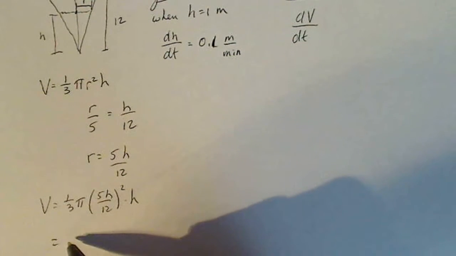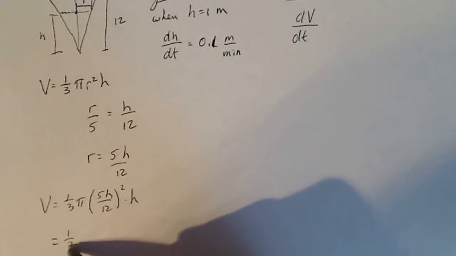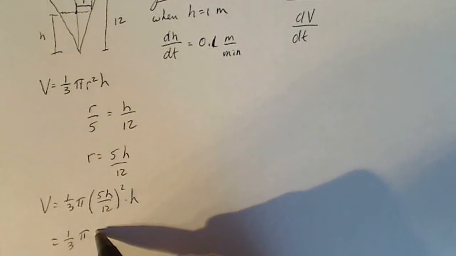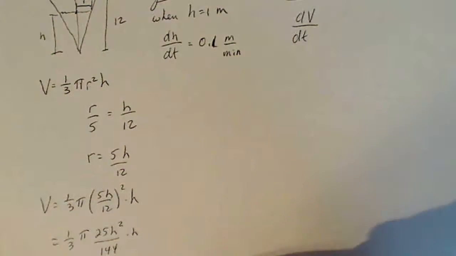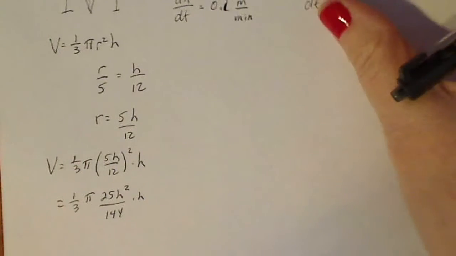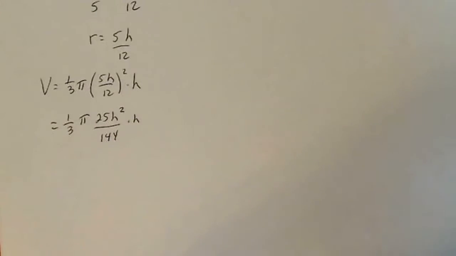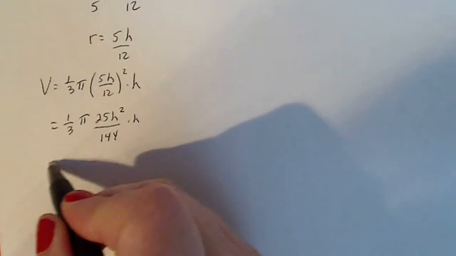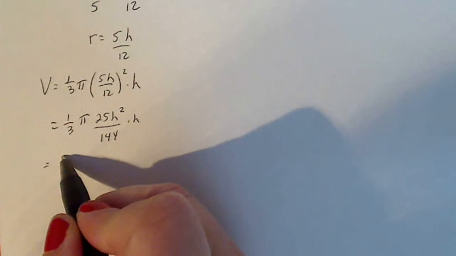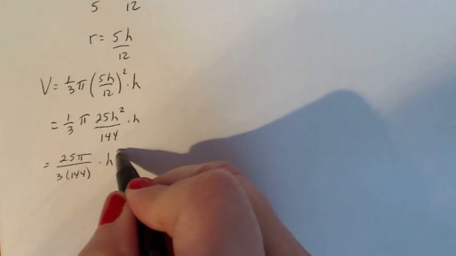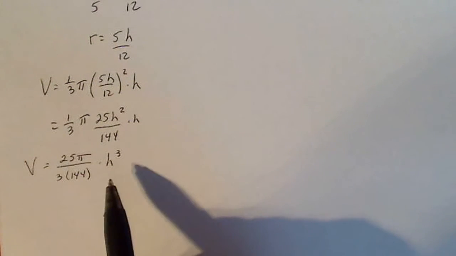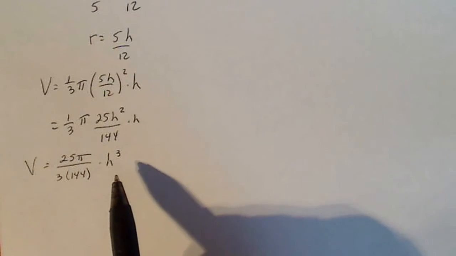It always helps to simplify. Students don't like simplifying, but I tell you what, it really does help at times. So if I square this, I get 25 H squared over 144 times H. And if you know that you're going to have to take the derivative of that eventually, it's best if you push all the constants to one side. So I have 25 pi divided by 3 times 144. I'm not even going to bother doing the math yet. Times h cubed. H squared times h is h cubed. So there's my relationship between the volume and my height or depth of the chemical.